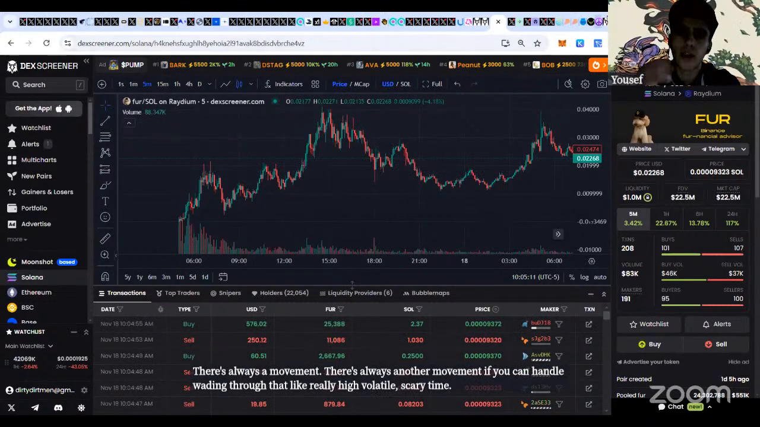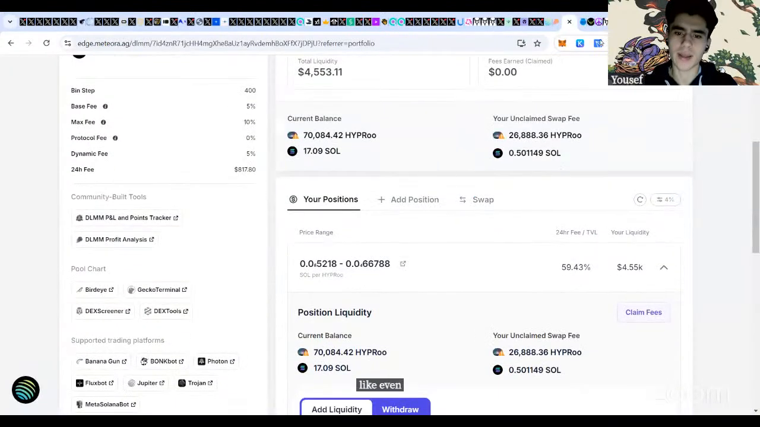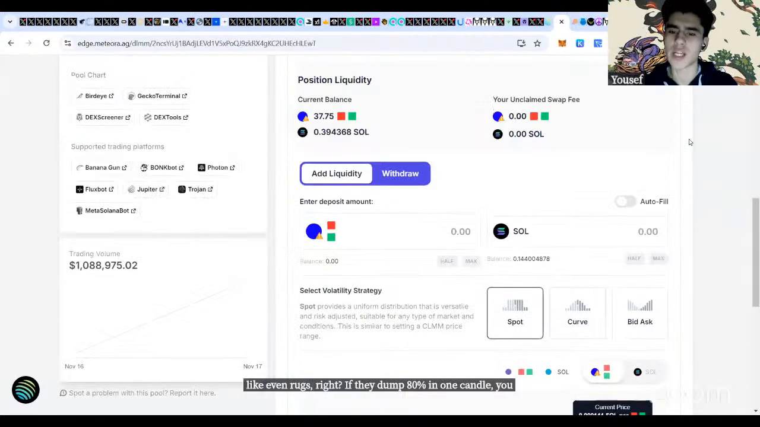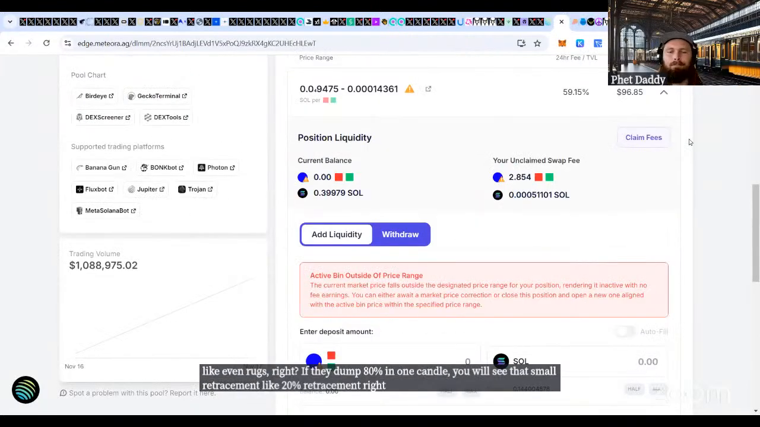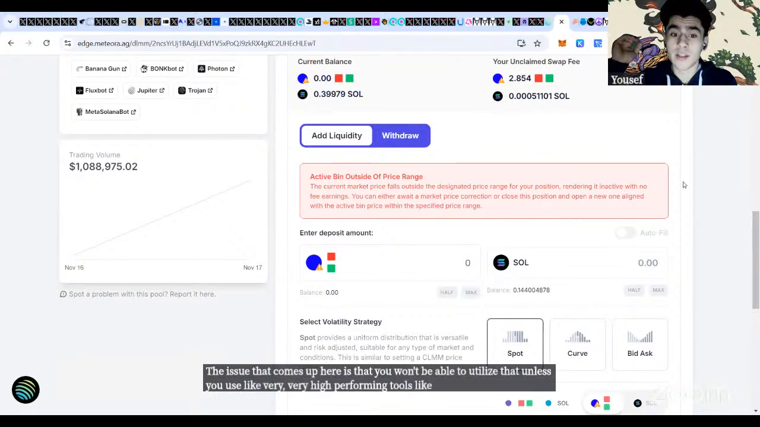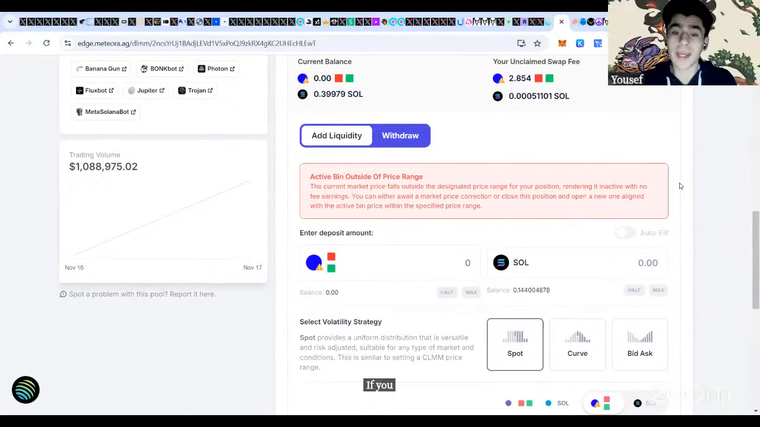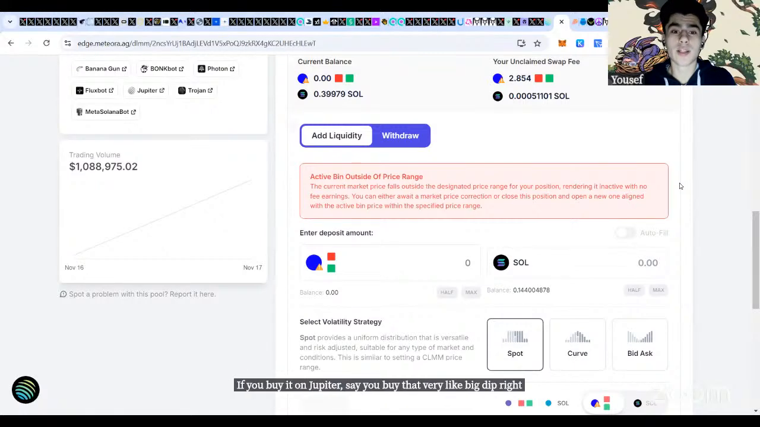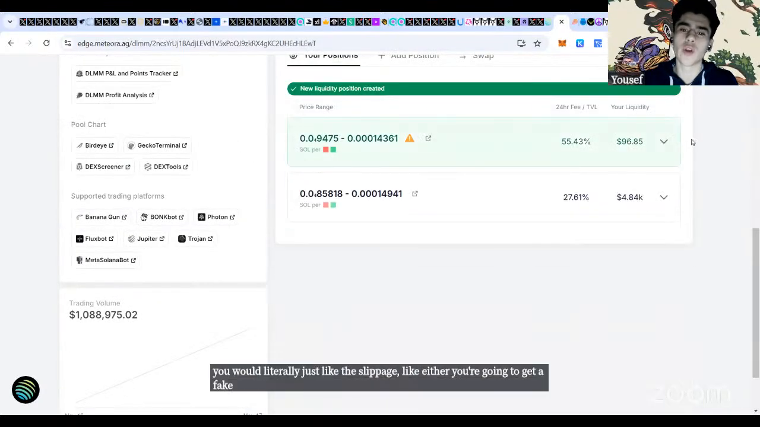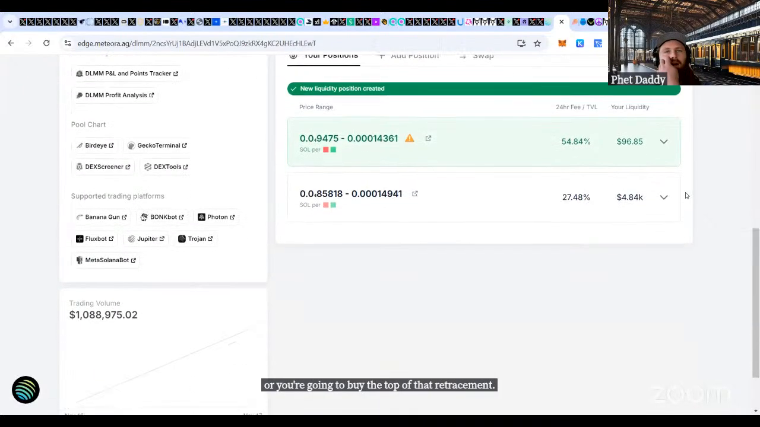I agree, and also agree on your argument that even rugs, if they dump 80% in one candle, you will see a small retracement, like 20%. The issue is that you won't be able to utilize that unless you use very high performing tools like Photon or some other products. You can't do that with Jupiter. If you buy that big dip on Jupiter, because of slippage you're either going to get a failed transaction or you're going to buy the top of that retracement.